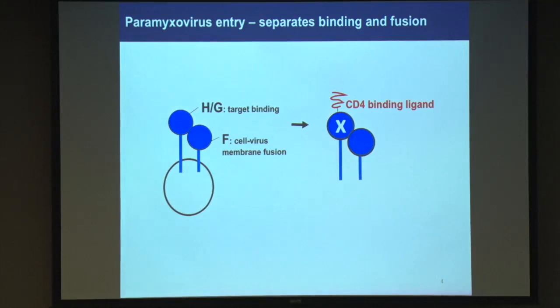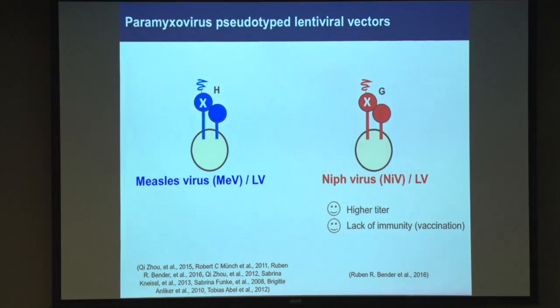The difference here from the Simba's virus is that this targeting ligand is not covalently bound to the binding protein. It is engineered to be a fusion protein that displays the targeting ligand. In our lab, there are two paramyxoviruses we use for targeted vector production. One is measles virus, the other is Nipah virus that we also heard about in the previous talk. We pseudotype lentiviral vector with these two different viruses to facilitate transgene delivery.